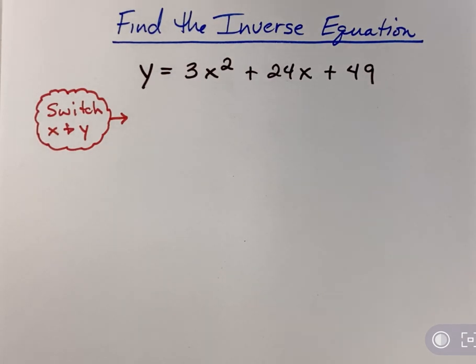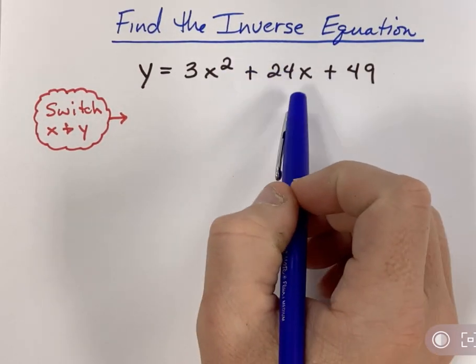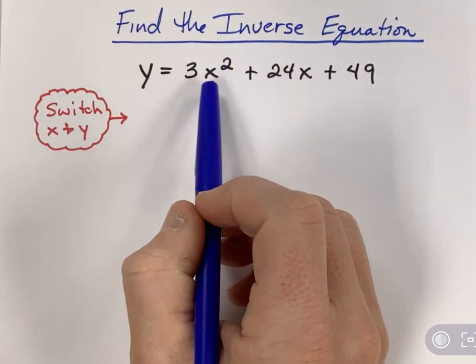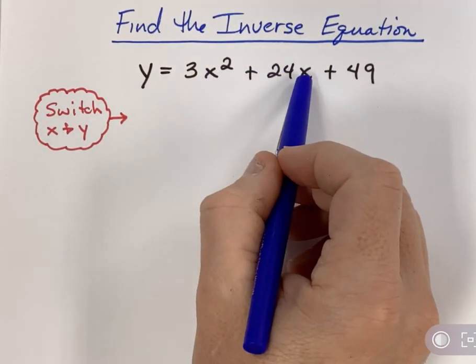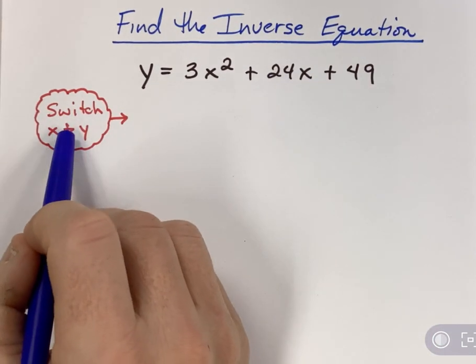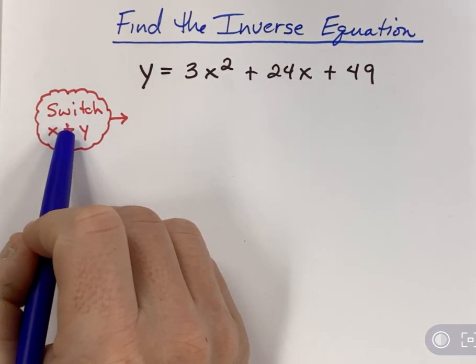Alright, this video is going to walk you through how to find the inverse equation of a two-variable input situation. In this case, it is not as simple as canceling things around the x and isolating the x, since you have an x squared and an x. The first thing you need to do is just switch the x and y around. Then we'll try to resolve it for y.